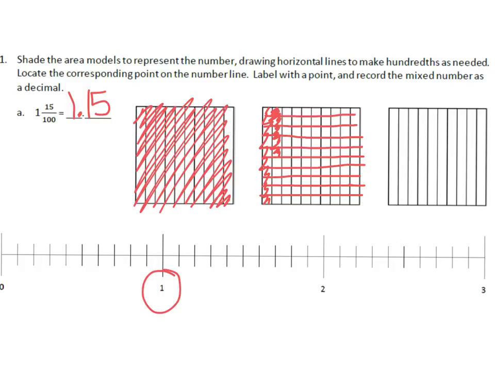So here is one whole, and then here is 1/10. So that means that that would be 10 hundredths, because 1/10 equals 10 hundredths, and we can see that when we multiply each by 10. So here's 10, so then 15 would be about halfway in between, right there.